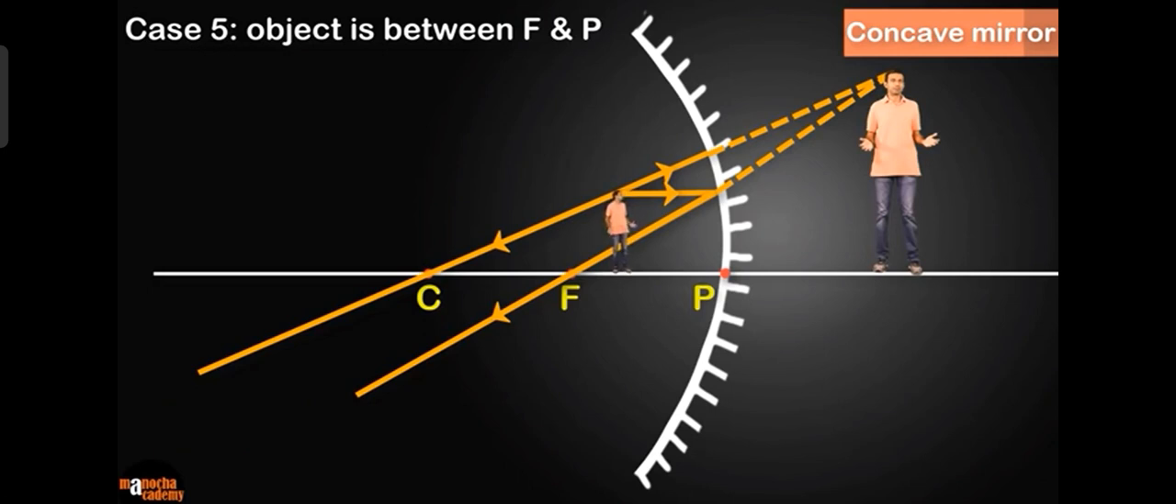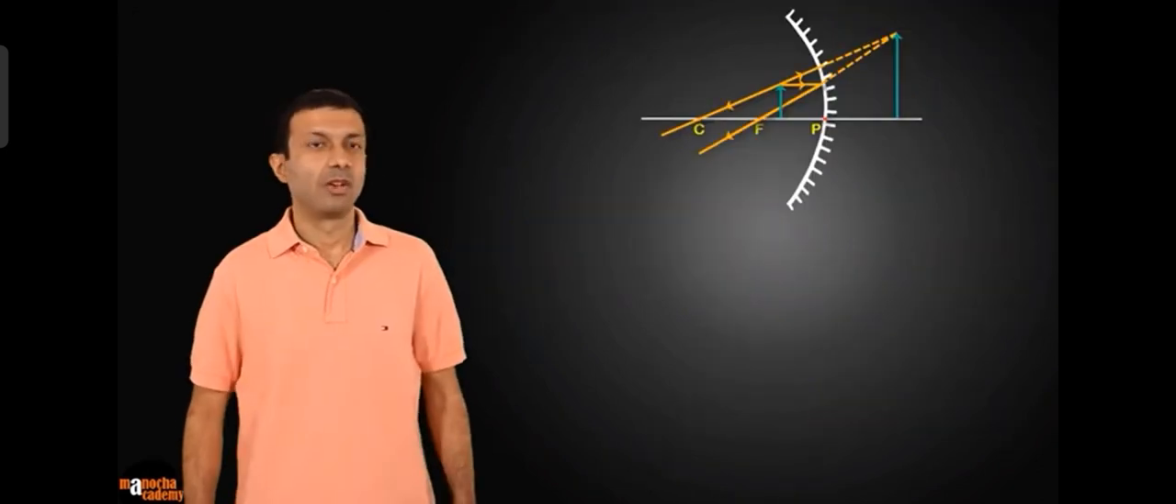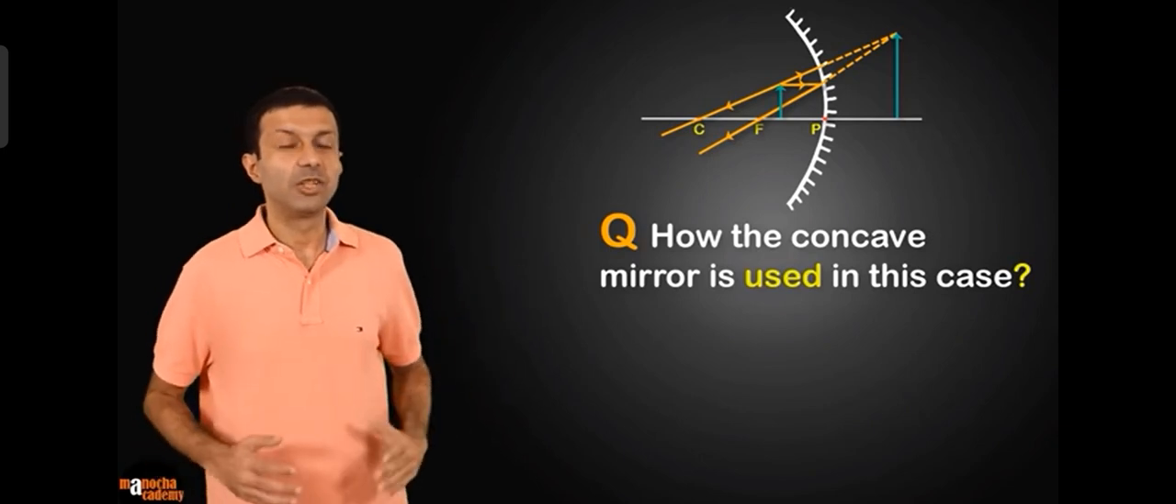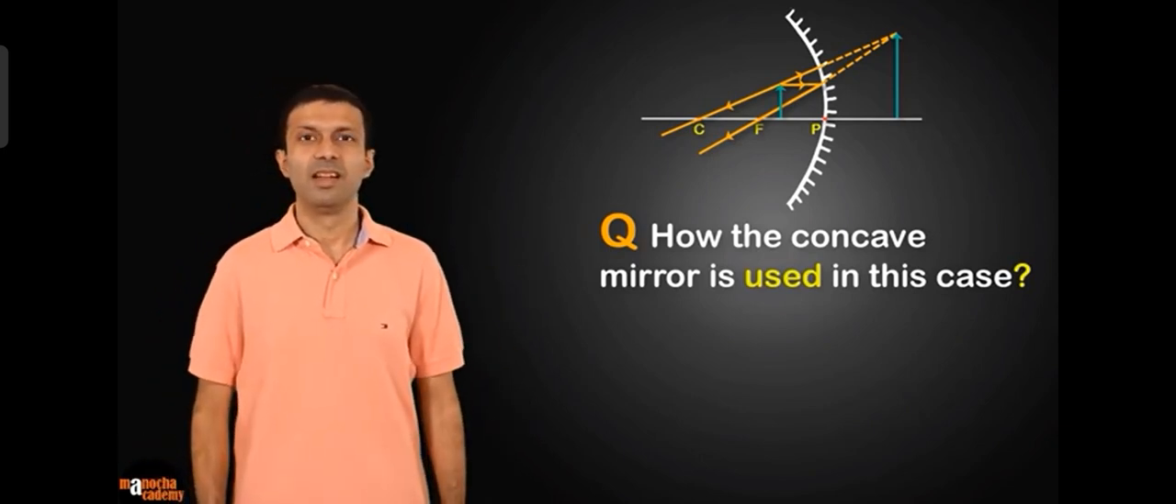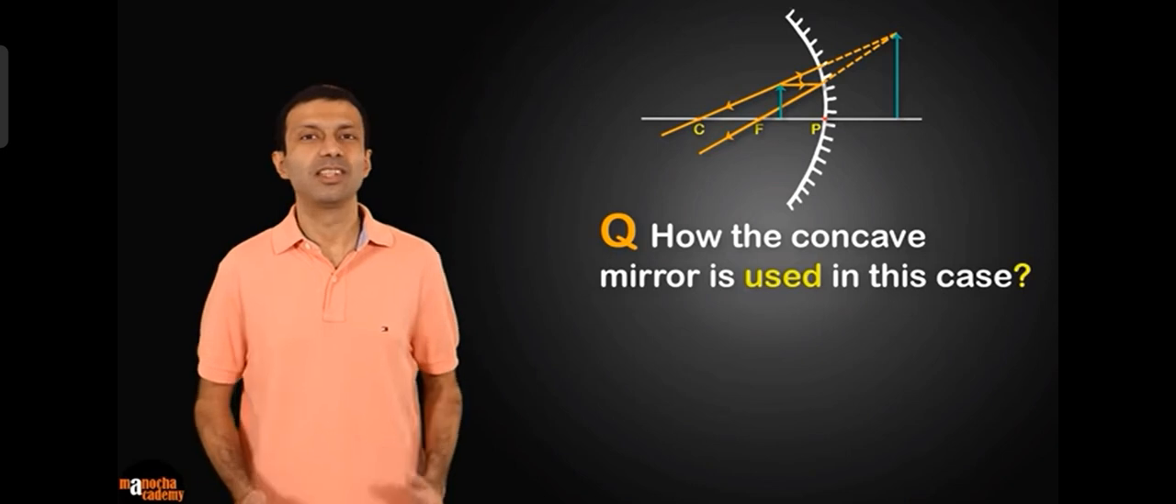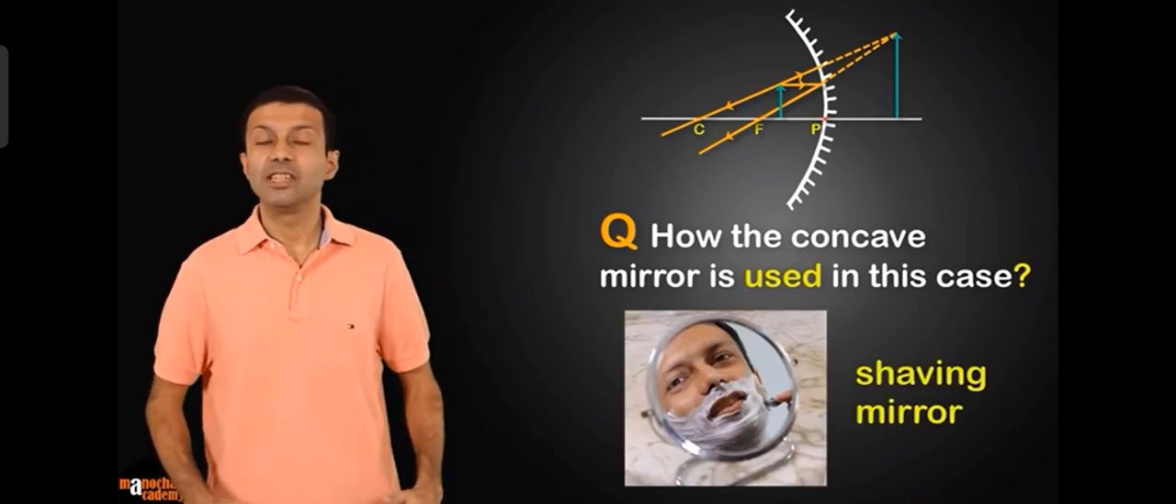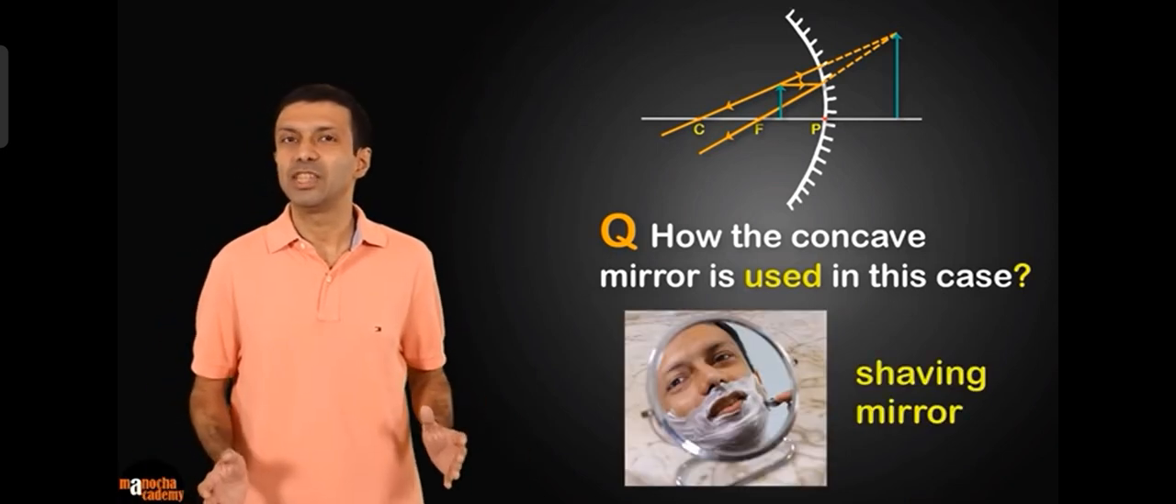Wow! Can you see? I'm magnified here. So what are the properties of the image? The image is virtual and erect. It's magnified, and as you can see, it's formed behind the mirror. Do you know how the concave mirror is used in this case? That's right, it's used as a shaving mirror. Since you appear magnified, it's much easier to shave.